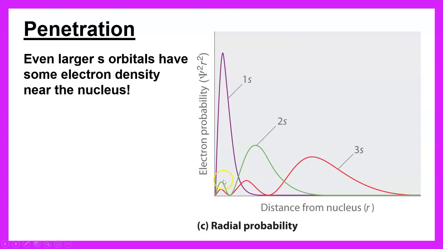Then in green, we have the 2s. You can see that it's most likely going to be further from the nucleus, but it penetrates a little bit, and you do have some region in here where you could find your electron. And when you see the 3s, right, it's most likely going to be even further from the nucleus, but it penetrates into the 2s orbital and then again into the 1s orbital.